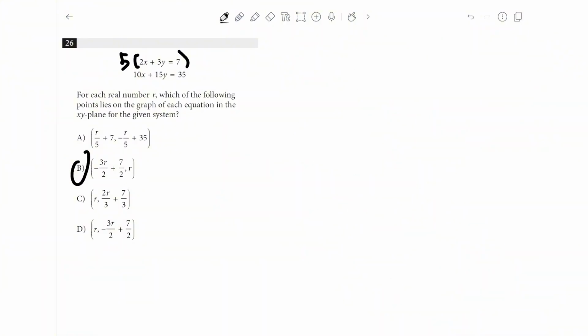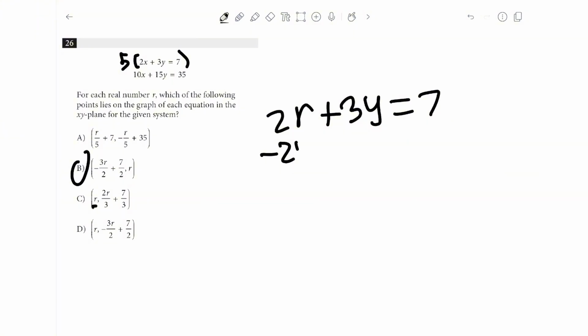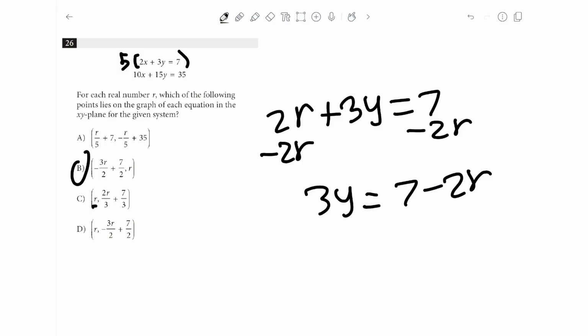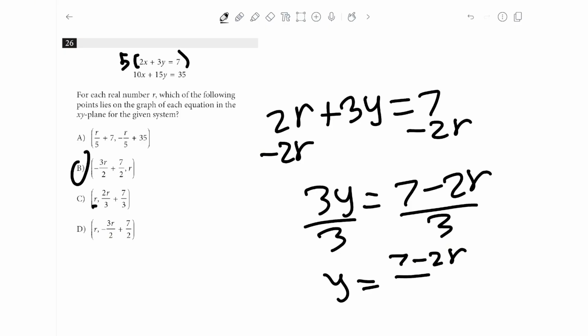So we know that answer choice B is correct, but the way we solve these questions is, let's take r. Here it's in the place of x. Let's plug it into x. 2r plus 3y equals 7. So in this case, we would be solving for y. Minus 2r, 3y equals 7 minus 2r. I'm going to divide by 3. y equals (7 minus 2r) over 3.